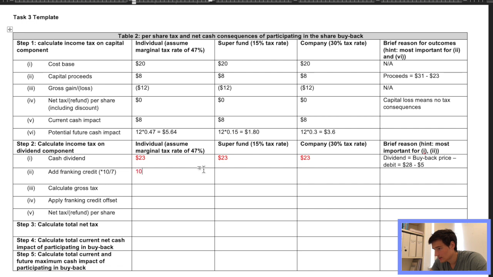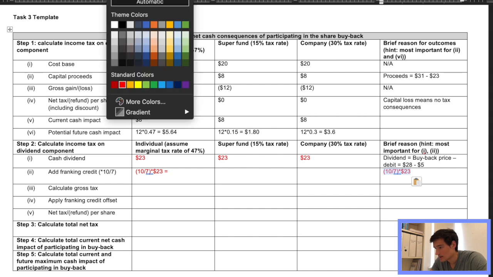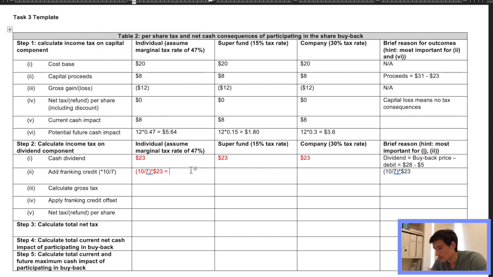And then franking credits, so we're already given 10 on 7, so we're going to use that and multiply it by the cash dividend. Yep, so that's just a given there. And we should get 10 on 7 is 1 point something, 1.4-ish, 32.86, and that kind of goes across for everything, okay?